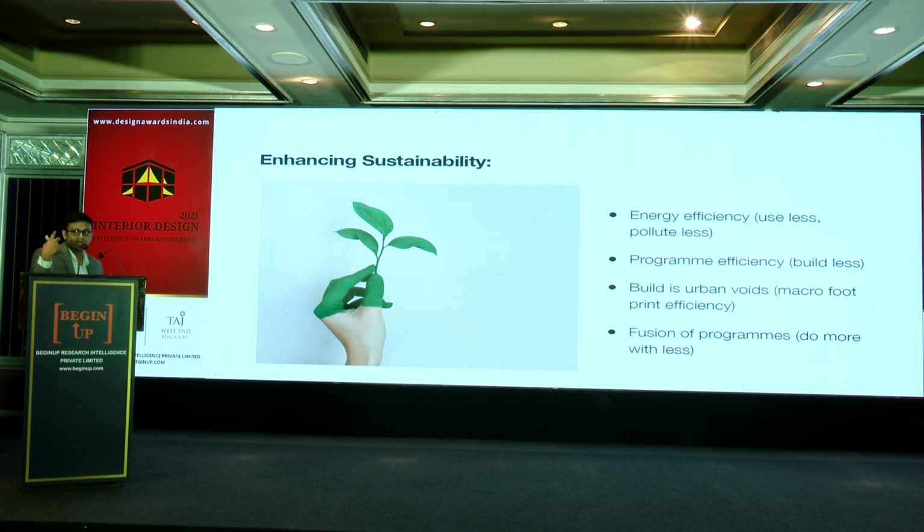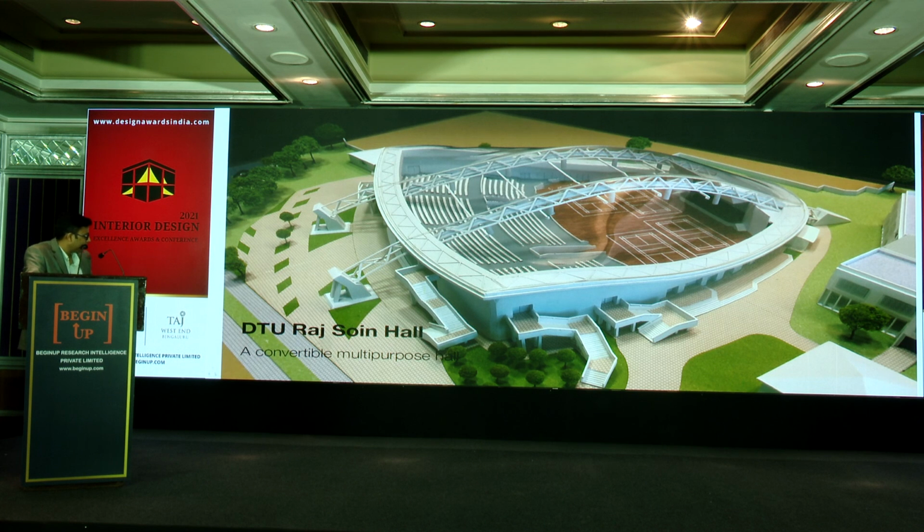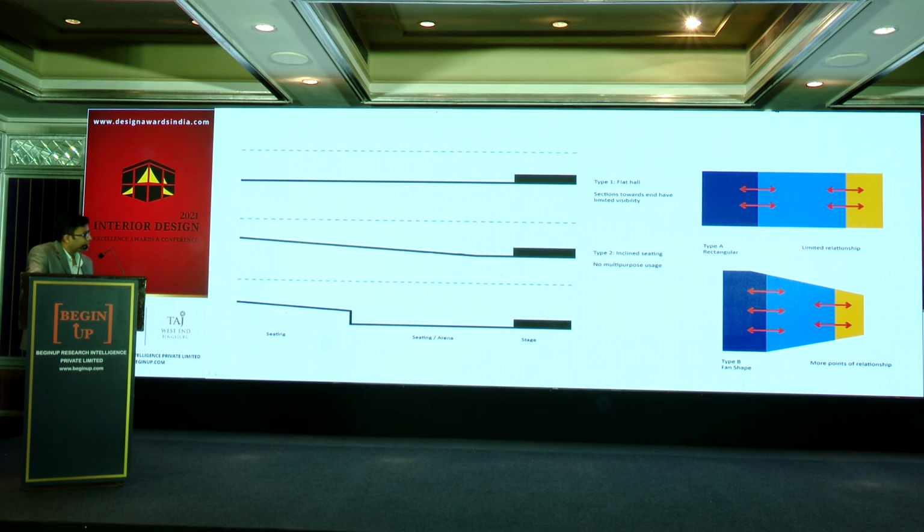If you look at it from a theory of consumption, if one kind of program is being used only 20% and the other kind of program is used for 50%, building two buildings separately for that doesn't make sense. And this is what we did for Dayton Rajasthan Hall, which is in Delhi, currently under construction. As you can see, it somewhat represents a sports stadium. The story is that the client actually wanted a multi-purpose hall for 3,500 seater capacity.